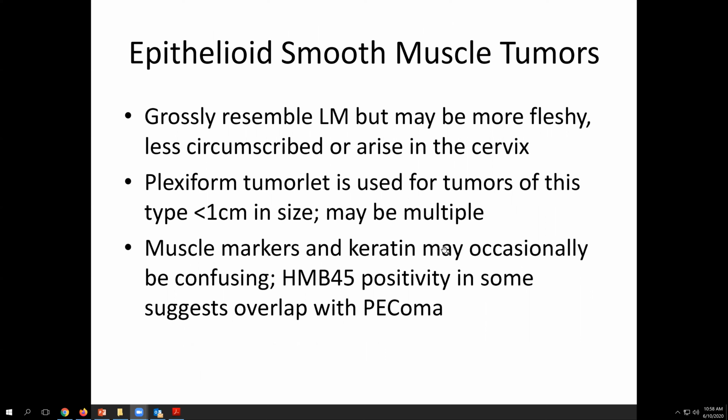Epithelioid smooth muscle tumors have a different gross and microscopic appearance, obviously, and can occur in various sizes. They can present with both muscle marker and keratin positivity, and occasionally even HMB45 positivity, which makes them seem to overlap with PEComas as well.